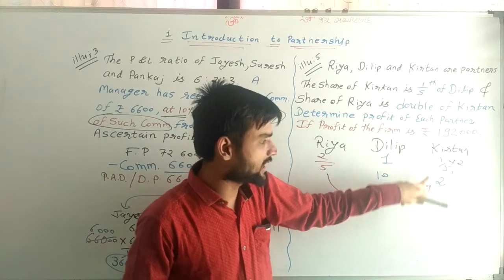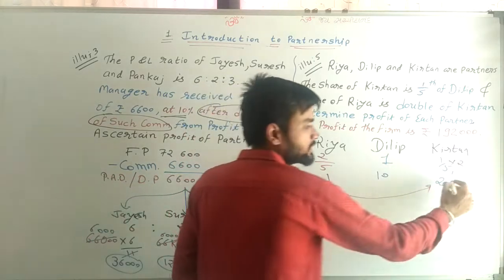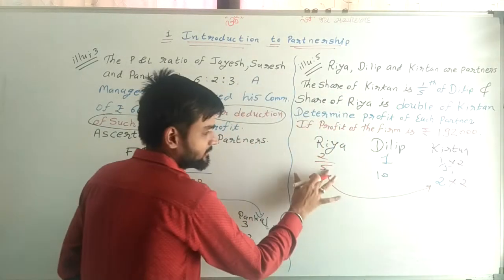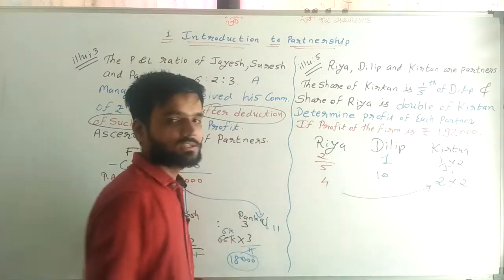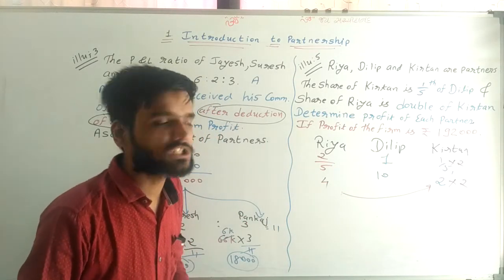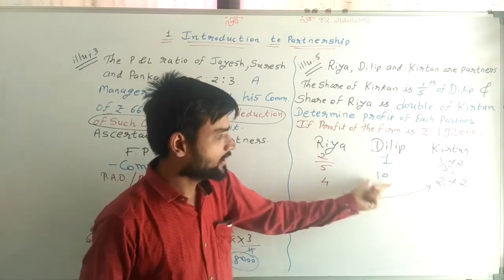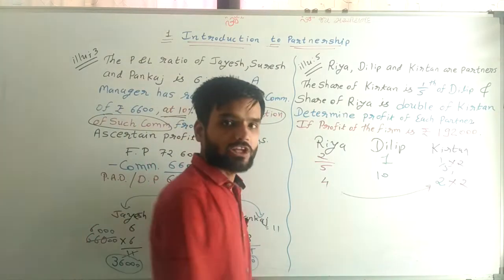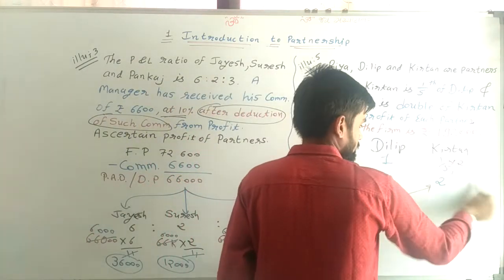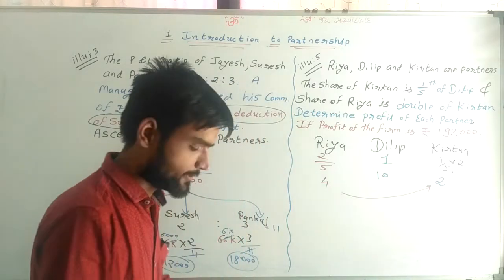In the same way, suppose Kirtan's profit is 2, then multiply it with 2. Then Riya's profit is 4. In this way, we are making the profit ratio portion. We can find the profit proportion.